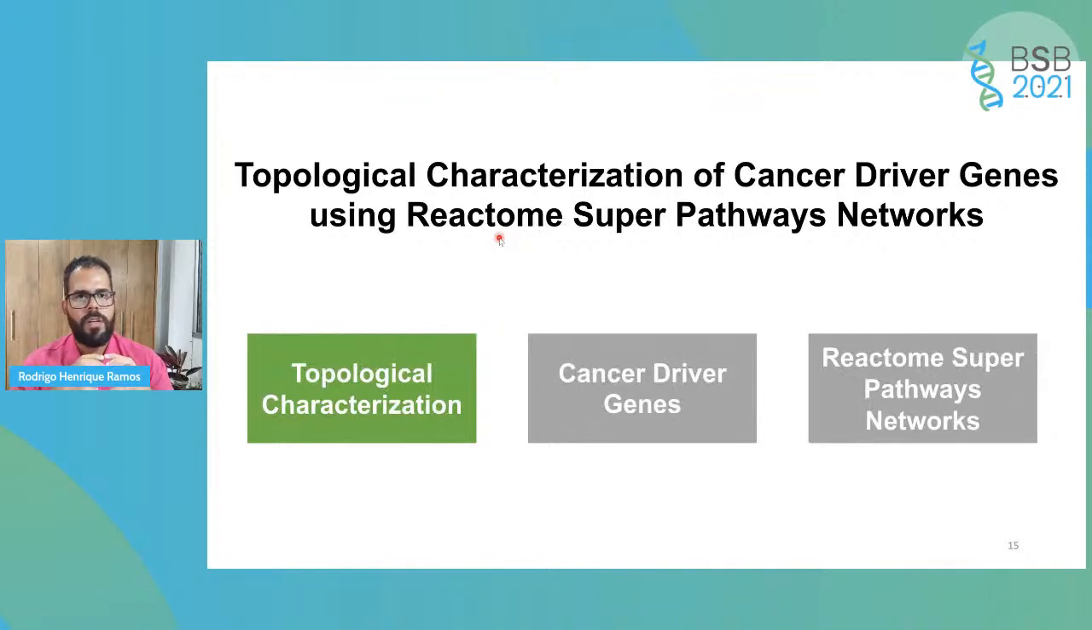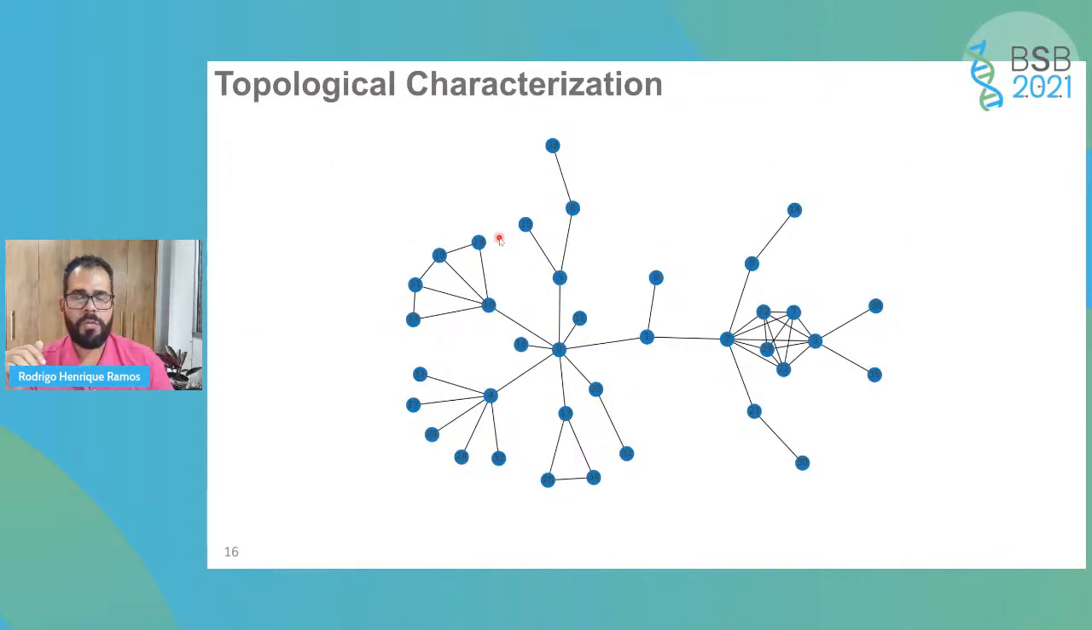Now that we can model biological functions as networks and identify in these networks which genes are associated with cancer, we need a way to analyze the nodes. And I will present here 4 centrality measures as an approach to topologically characterize the nodes. I use a sample network. It's not a pathway network, okay?